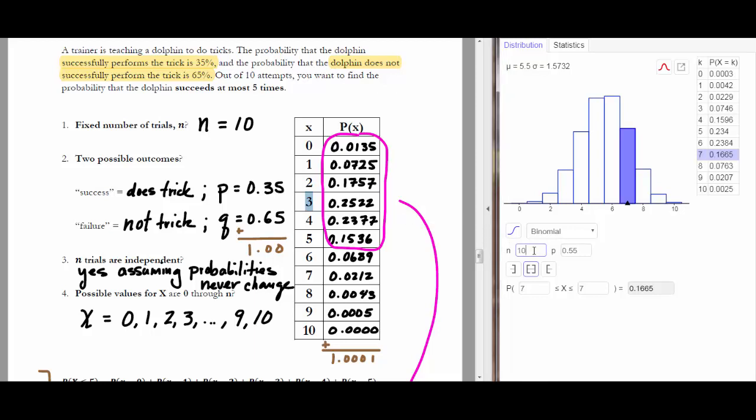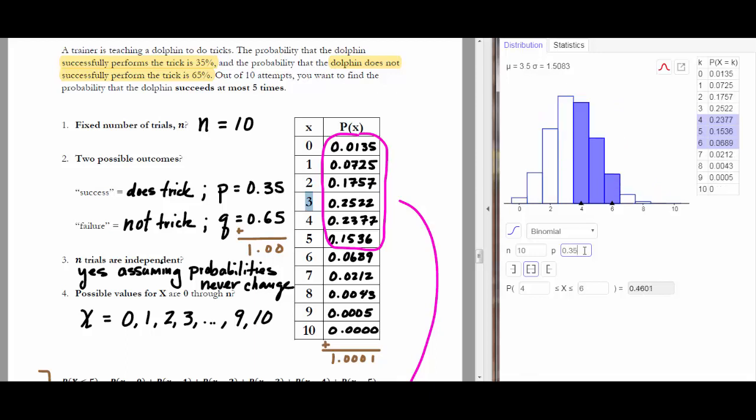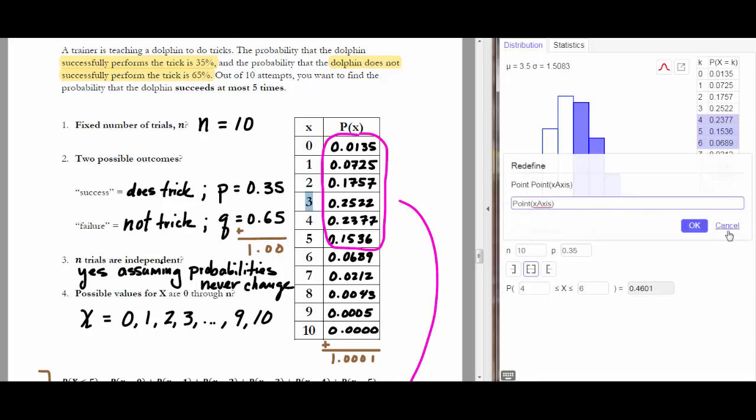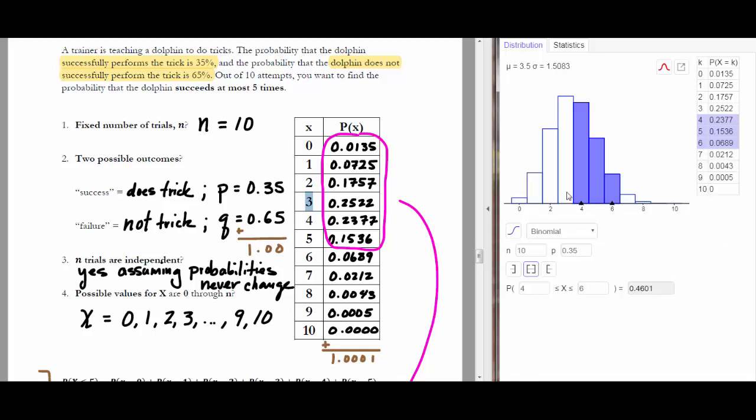Alright, grabbing the calculator here, placing it, so the 10 is already there from the last problem that we did, and putting in the 35%, 0.35, the probability of P. Here it doesn't ask for Q at all, it does that math for us, and it looks like displayed here are all those probabilities, and here looking at the peak is at 3. That's the top, always associated there with x as our expected value.